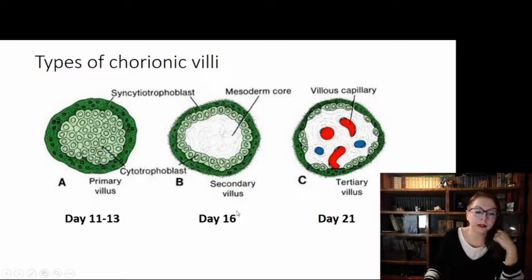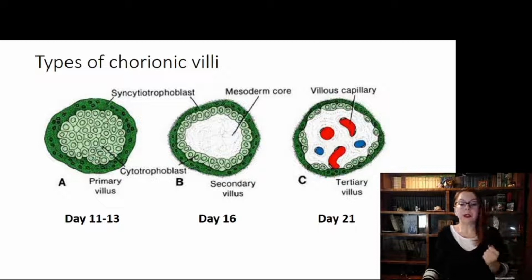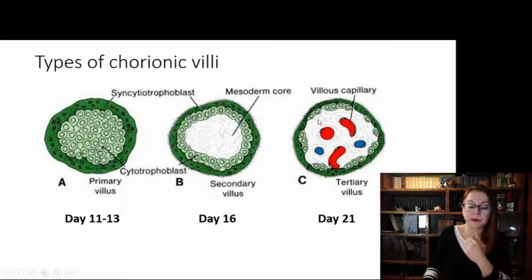They appear relatively later. Then, at last, on the 21st day, we can see mature villi, tertiary villi, with blood vessels inside them. So villi are washed by maternal blood from outside, and inside they contain fetal blood vessels. So the structure of the mature villi, of the tertiary villi, includes blood vessels, mesenchymal tissue, cytotrophoblast, and syncytiotrophoblast.